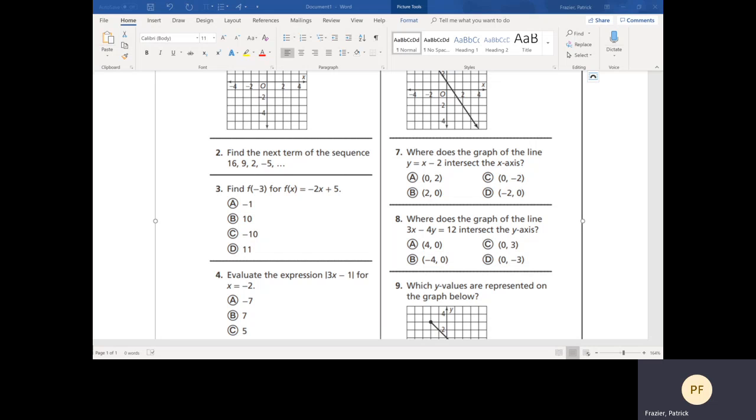We have 16 minus 9 is 7. If you don't believe me, 16 minus 9 equals 7. Presto. 9 minus 2, we know is 7. And we also know that 2 minus -5 is 7, because that's a minus a negative. 2 minus -5 equals 7.